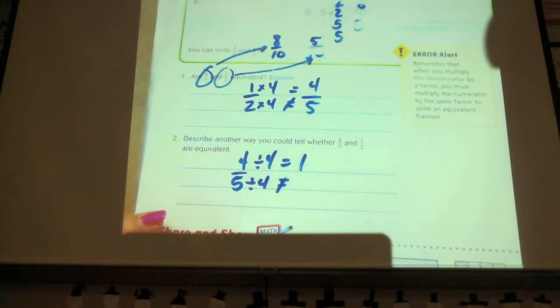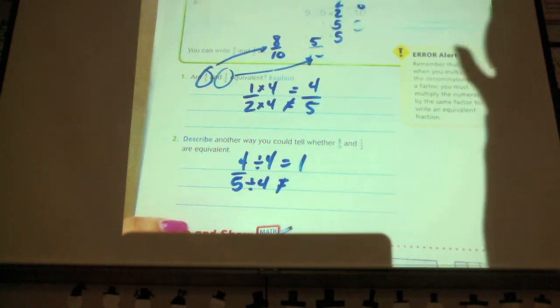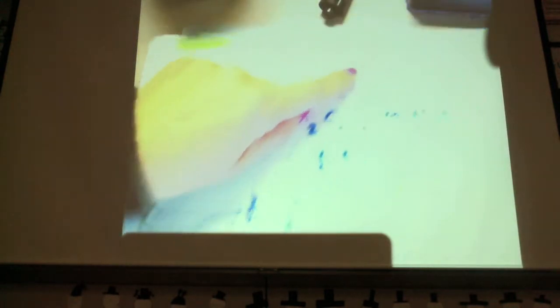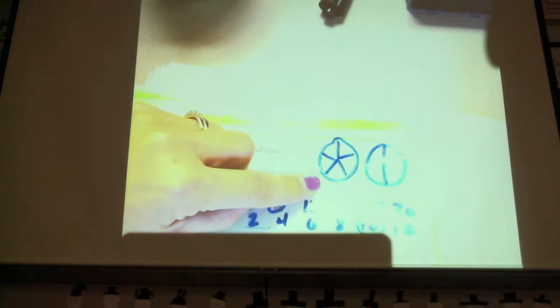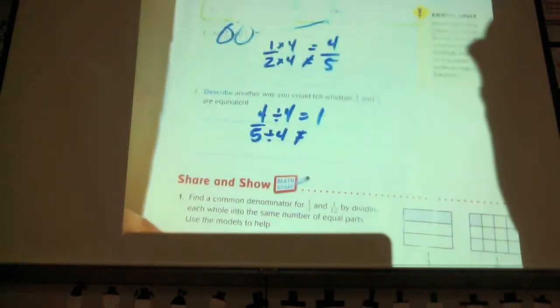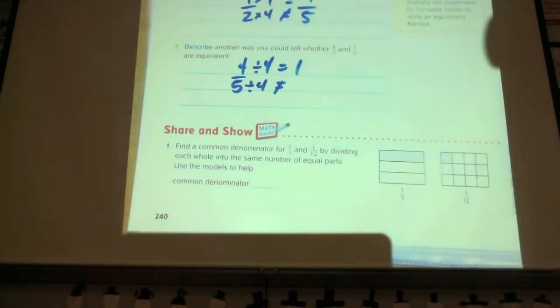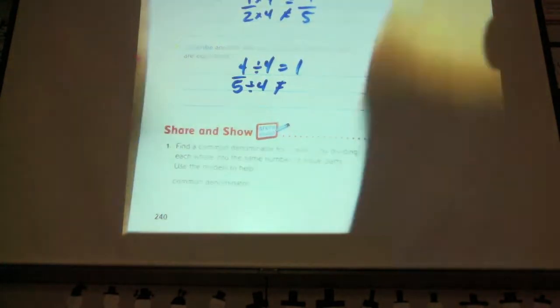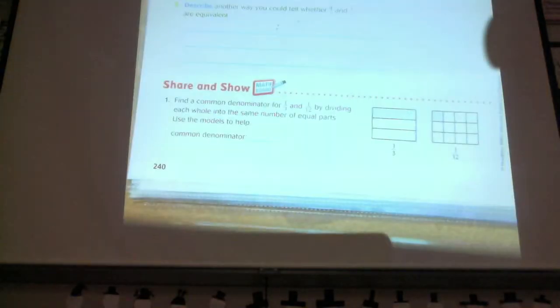Someone try a different method? Did anybody try that method? Right? You can draw a picture and show that they're not equal. All right. That would be another way. And you could describe it by drawing a model.